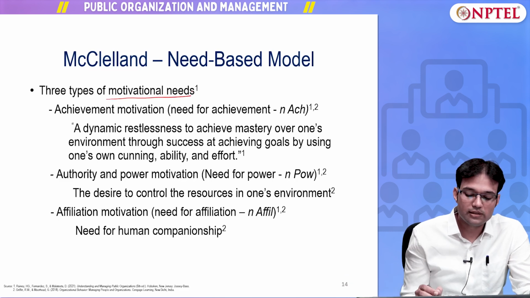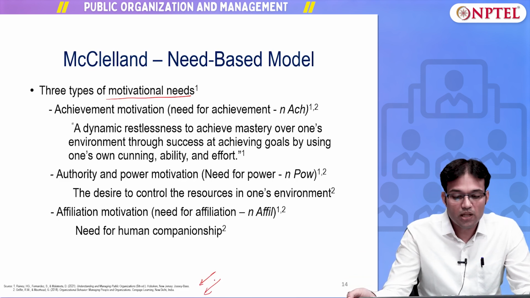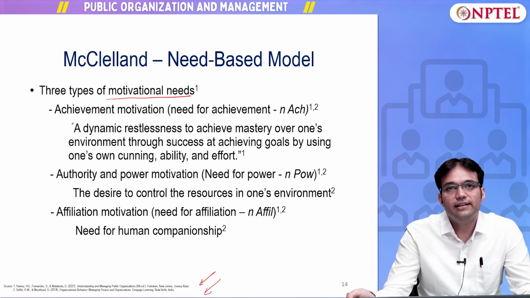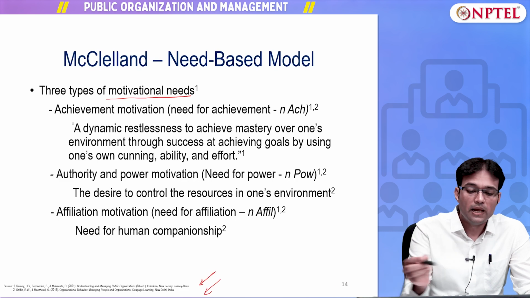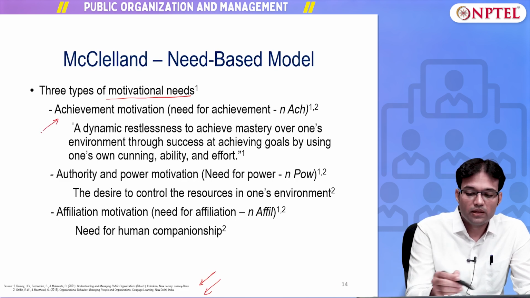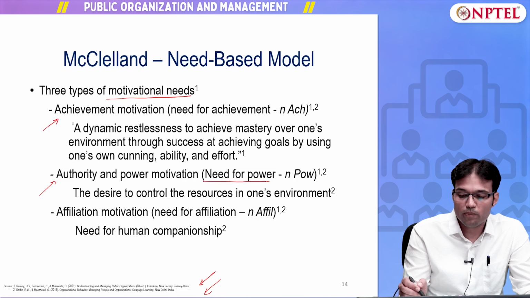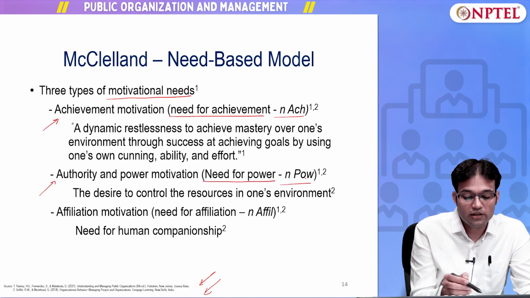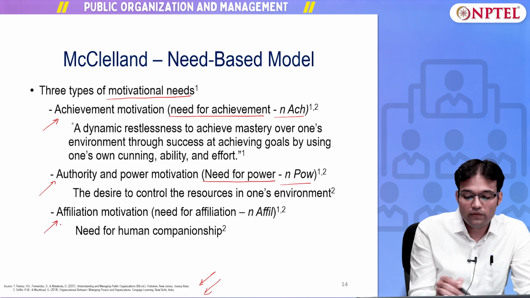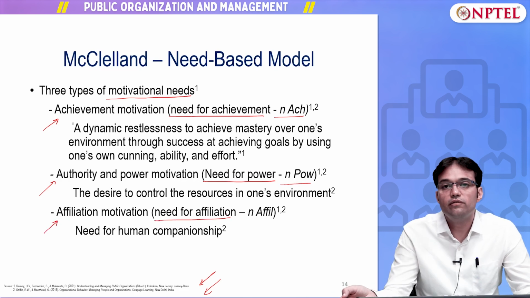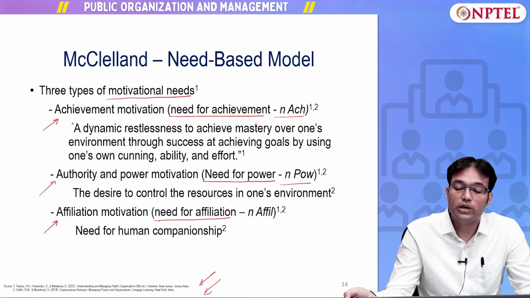Please note the references in the slides. If you want details of this, you can please read these references. Now, three motivational needs McClelland talked about: achievement motivation, need for achievement; authority and power motivation, need for power. And you see also the abbreviation, please note how they are mentioning it here. Then there is affiliation motivation, need for affiliation. So we will review these one by one and see what is going on here.